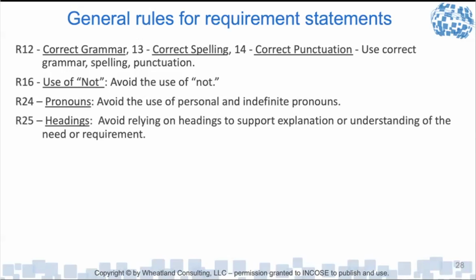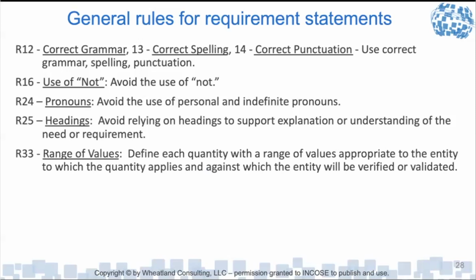In a document-centric world, it used to be common that you would have a section heading and then you would write requirements based on the heading itself without actually stating the topic within the requirement. In a data-centric world where the requirements are maintained as independent entities in the tool, then we shouldn't rely on headings. Range of values: we want to define each quantity with a range of values appropriate to the entity to which the quantity applies and against which it will be verified or validated.